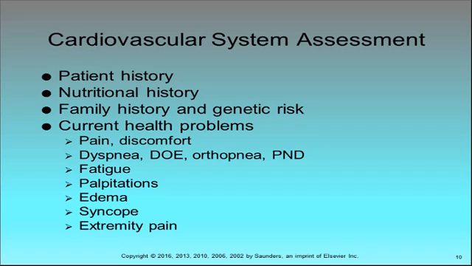Syncope is a brief loss of consciousness. The most common cause is decreased blood flow to the brain. Near syncope is basically a dizziness. The patient can't stand upright or can't remain in an upright position. So we want to understand what kind of circumstances, what they were doing, that led to that dizziness or the syncope. And of course, extremity pain.